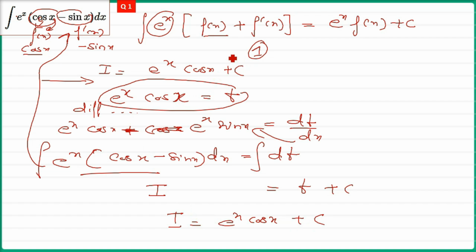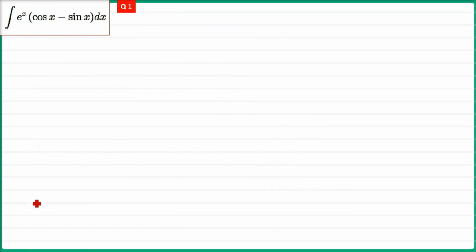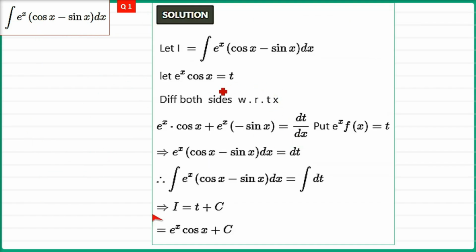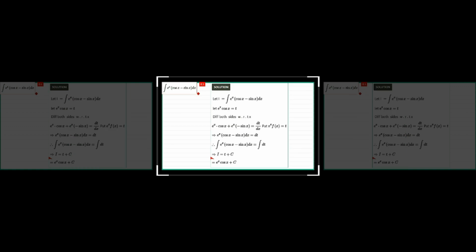So there are two ways. If 1 marks, first level. If more than 1 marks, all you have to describe. So this is how you need to explain it and write it.